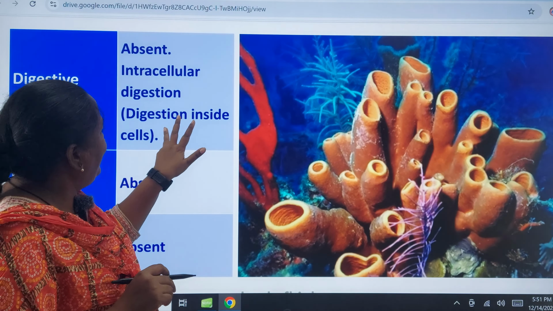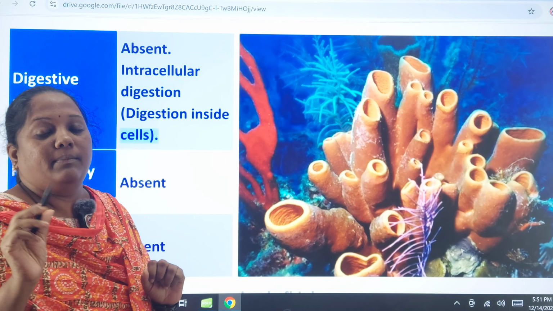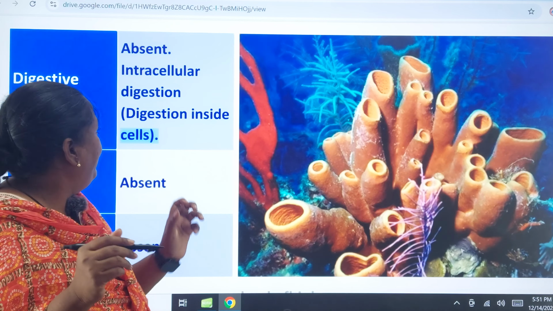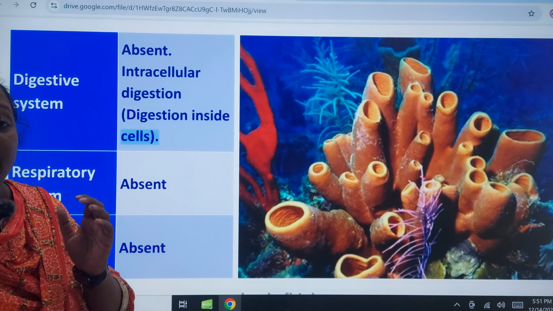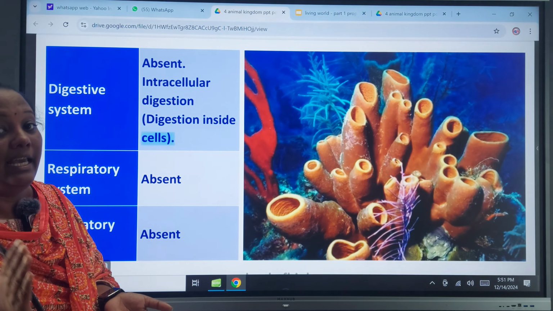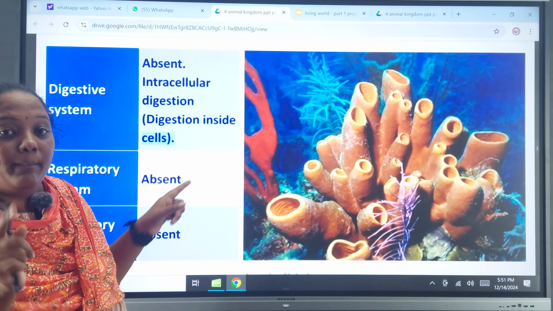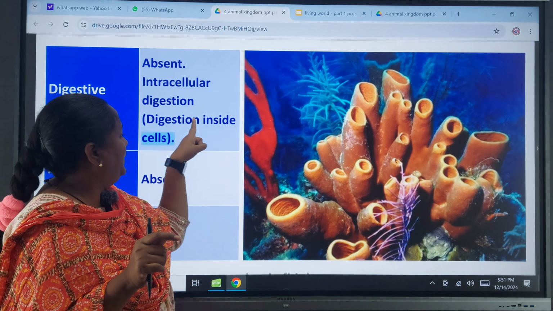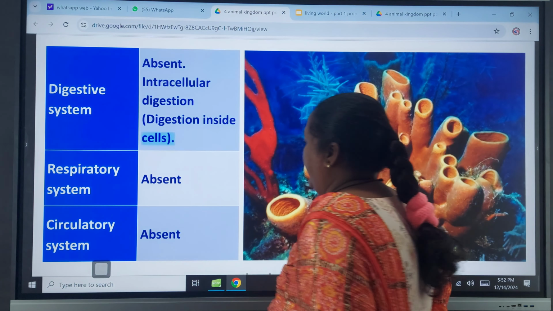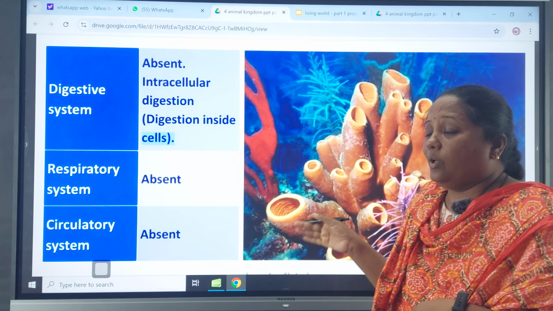Next, let's see what are the systems present in the Porifera. I said you yesterday the digestive system is incomplete in Porifera. Why are we saying the digestive system is incomplete? Because there, cells are present. If the digestive system is incomplete, then where does digestion occur? The digestion occurs in the cells. Which cells? Intracellular. Here you see the digestive system is absent, but digestion occurs intracellularly, that is, inside the cells. And when coming to respiratory and circulatory, here the respiratory system is absent and the circulatory system is also absent.